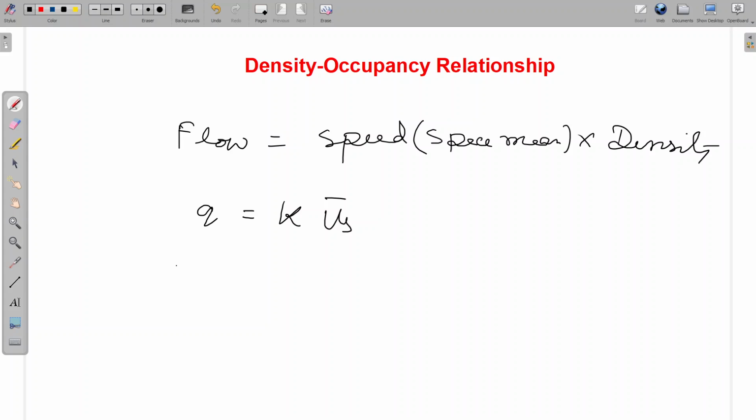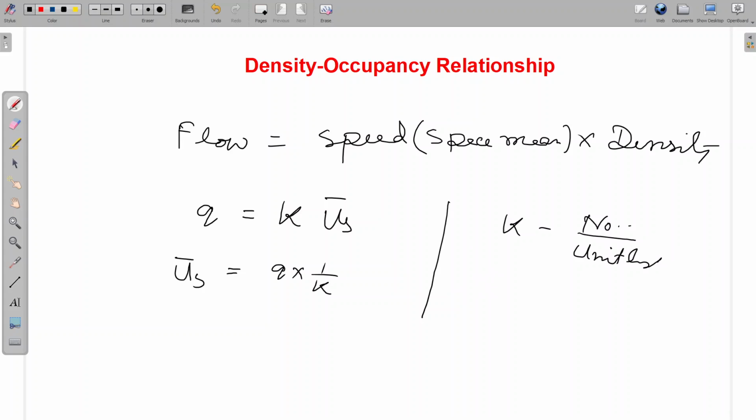What I can write is that the space mean speed U_s is nothing but equal to Q into 1 upon K. Q is the flow, and 1 upon density. What is 1 upon density? You know what density is. Density is defined as the number of vehicles per unit length, right?